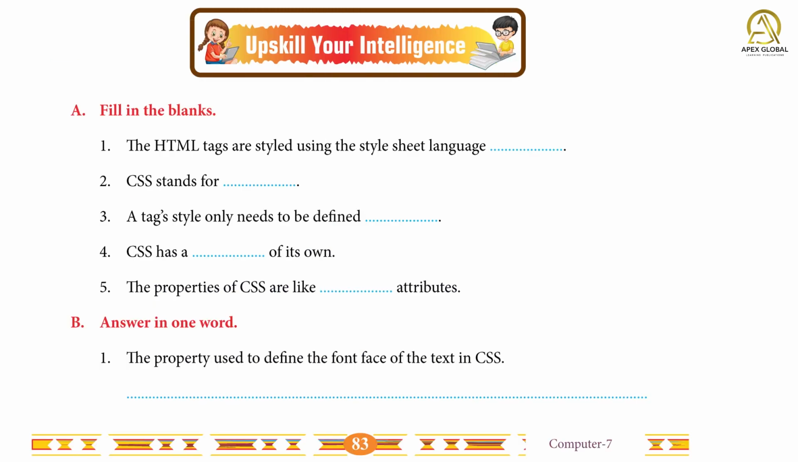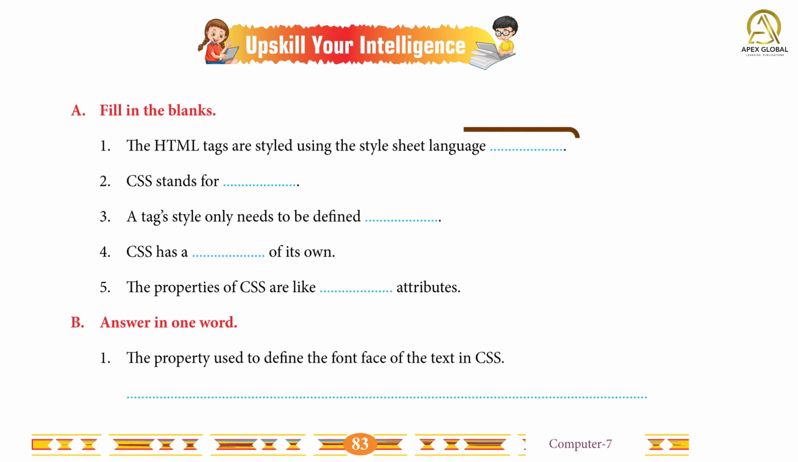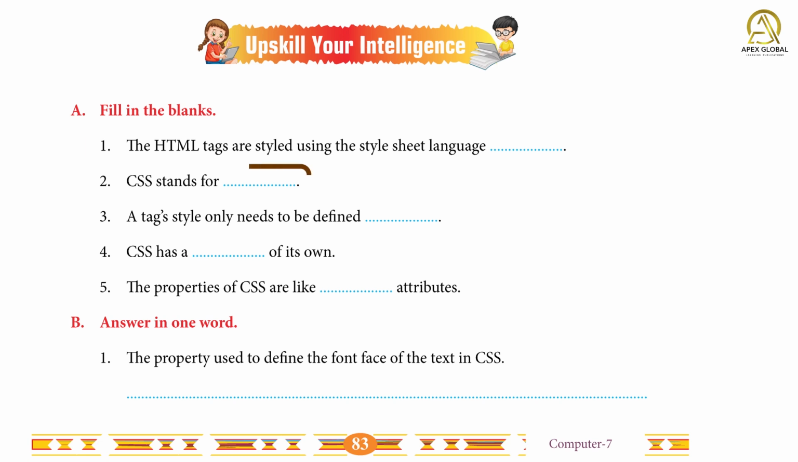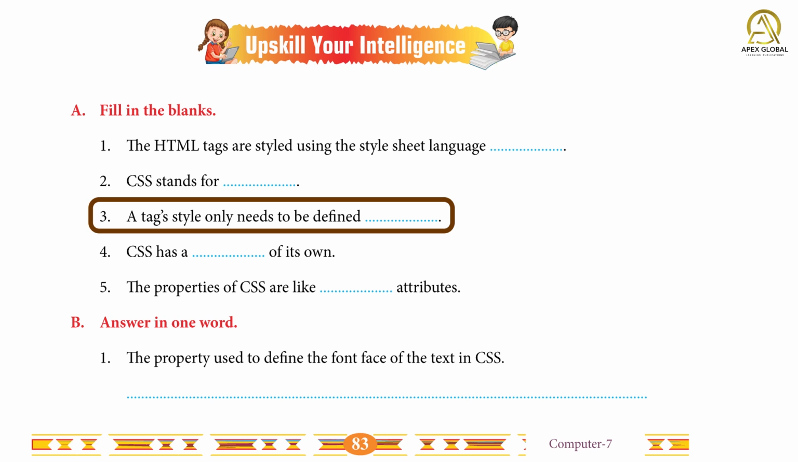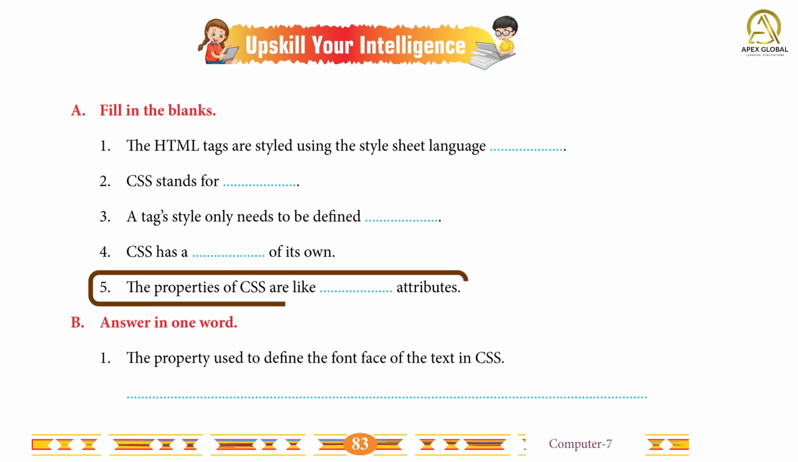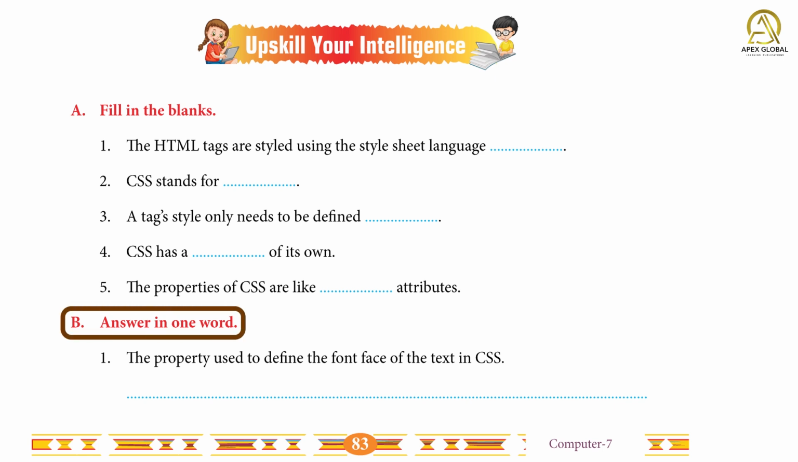Upskill your intelligence. A. Fill in the blanks. 1. The HTML tags are styled using the style sheet language dash. Answer: CSS. 2. CSS stands for dash. Answer: Cascading Style Sheet. 3. A tag style only needs to be defined dash. Answer: once. 4. CSS has a dash of its own. Answer: syntax. 5. The properties of CSS are like dash attributes. Answer: HTML.